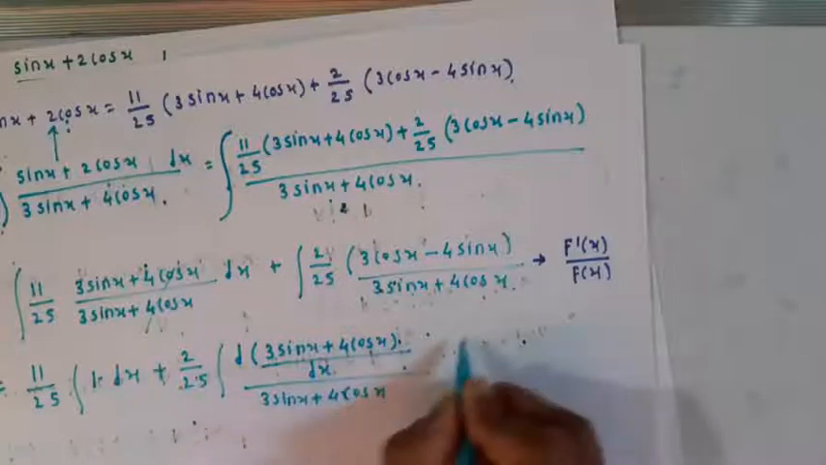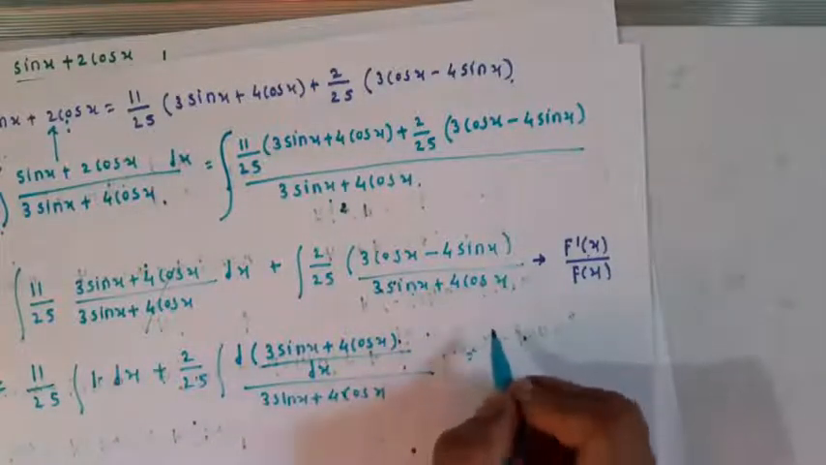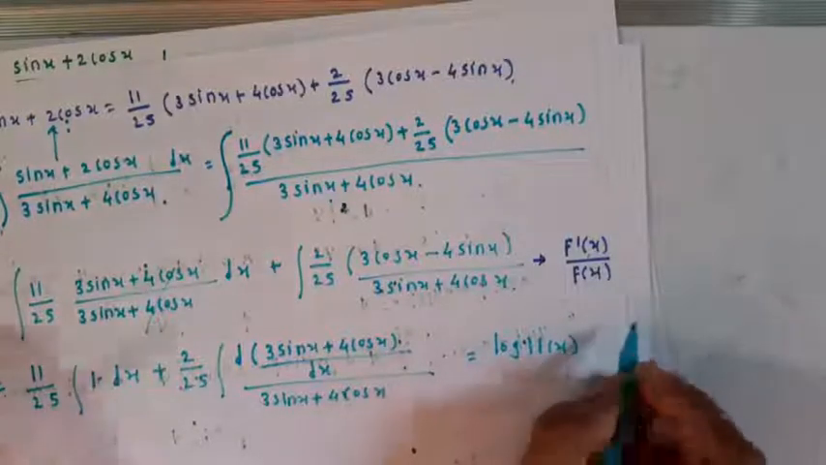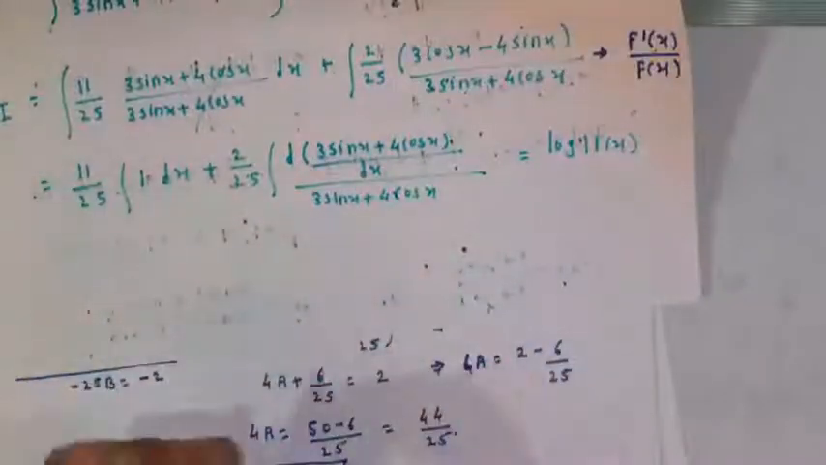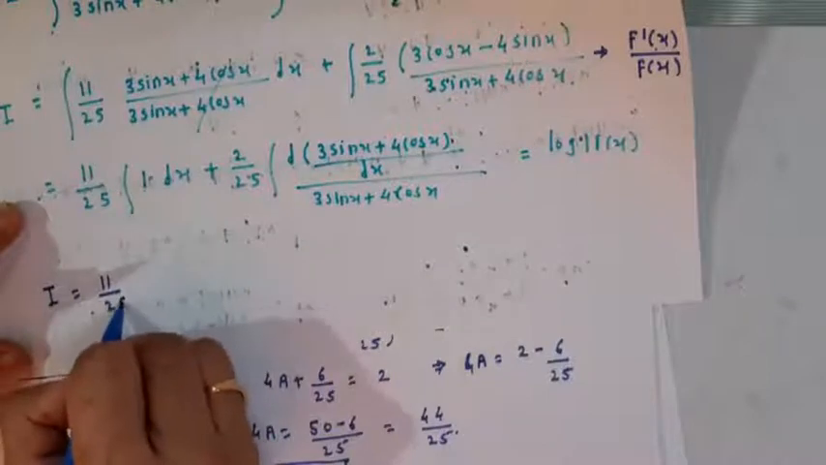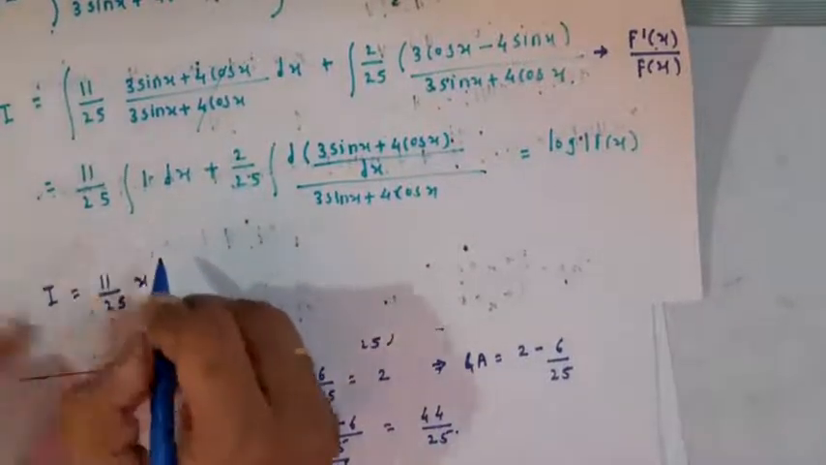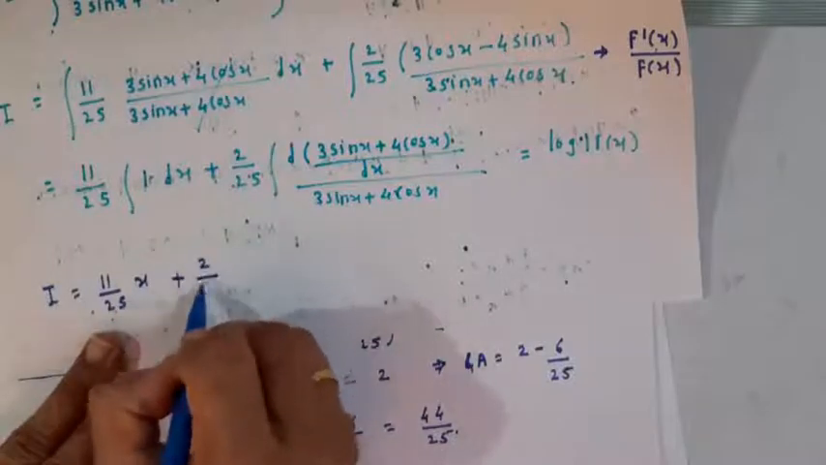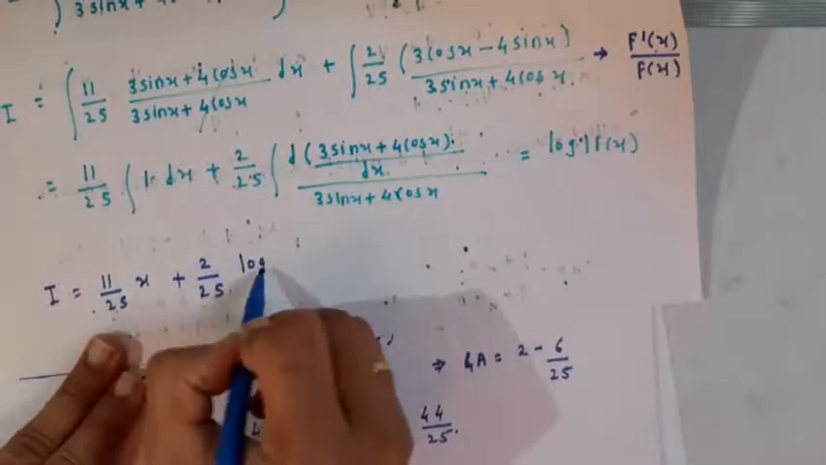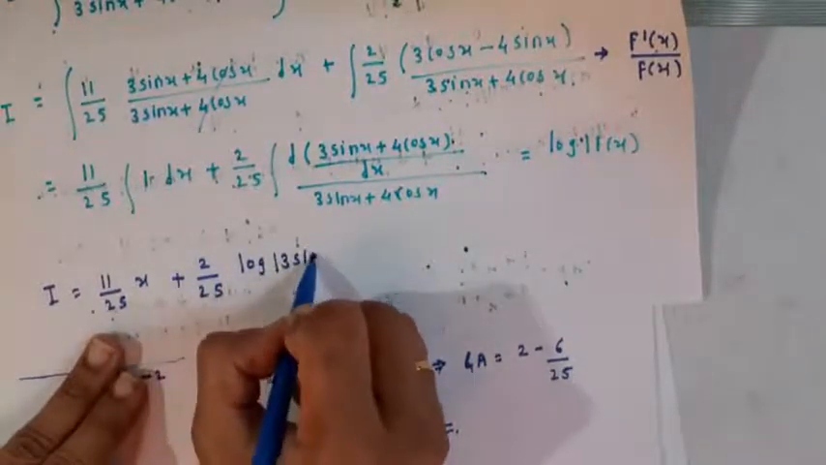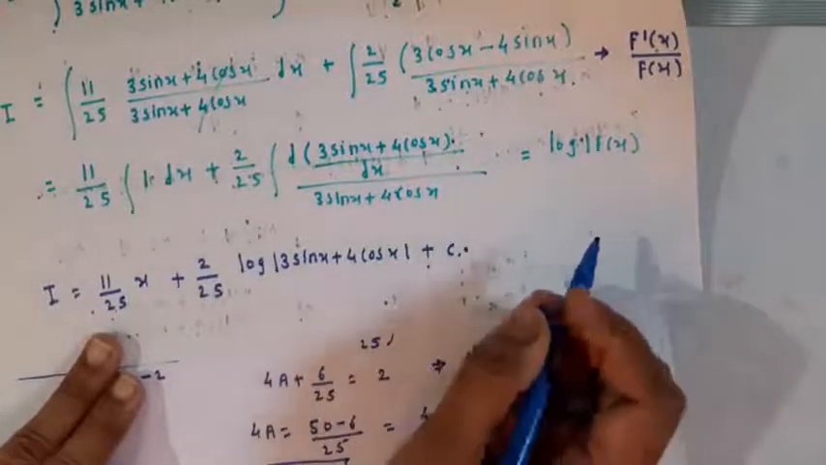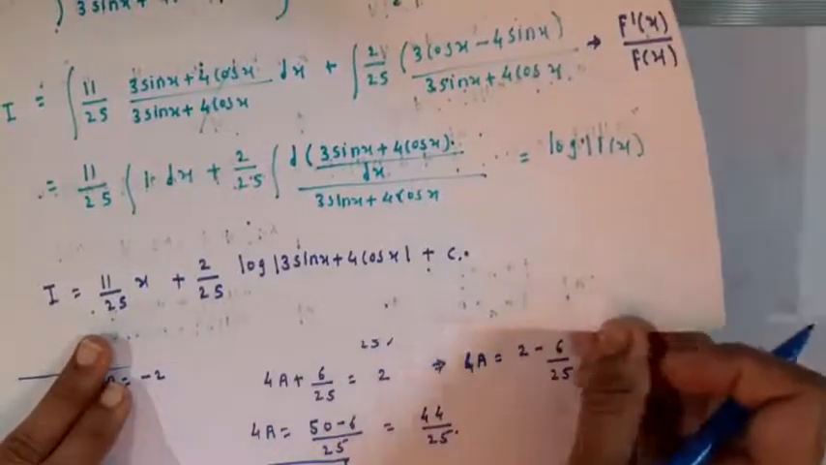4 cos x means f dash of x upon f of x, and its integration is log of f of x. Hence the integration is 11 upon 25 x, integration of 1 with respect to x, plus 2 upon 25 integration of log of f of x, that is log of 3 sin x plus 4 cos x plus constant of integration c. In this way we have to solve the problem.